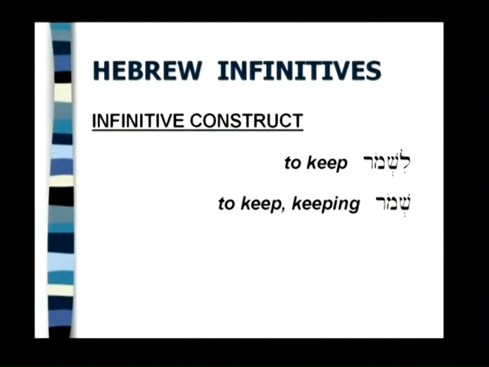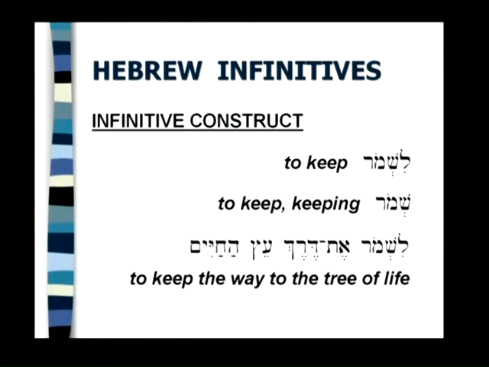The infinitive construct, lishmor, there you have a lamed preposition on the front of it. To keep, keeping. Notice the form is identical to that of the imperative. The Qal imperative, masculine singular, is identical in form to the infinitive construct. So when you learn how to form the masculine singular imperative, you've also learned how to form the infinitive construct, because they are identical in form. Context will tell you, and often it's because of that lamed on it that will tell you. Lishmor, to keep.